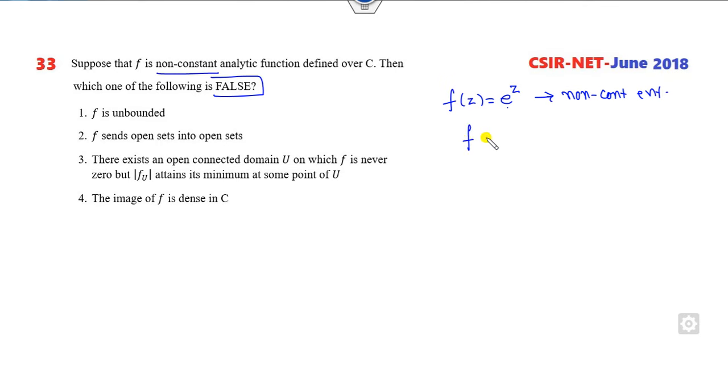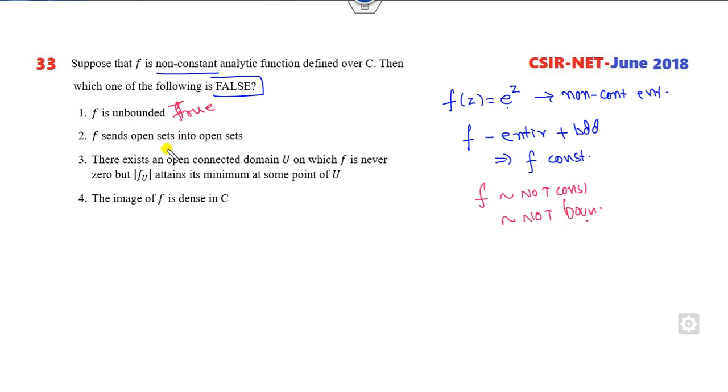We all know if f is entire and bounded, what is the meaning of that? F is constant. Now they have the opposite: f is not constant. What is the opposite of them? F is not bounded. That is unbounded, but we need a false statement, so this is a true statement. F sends an open set to an open set, that's a correct statement by using the open mapping theorem. There exists an open set in the connected domain. F is never 0, then the modulus of f is attained at some point of the domain. That's the wrong statement.